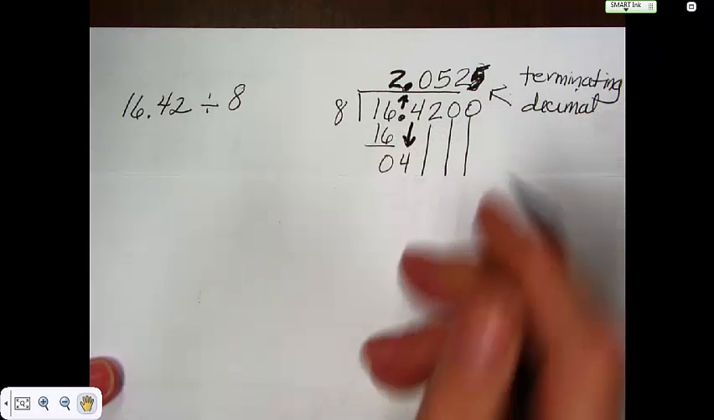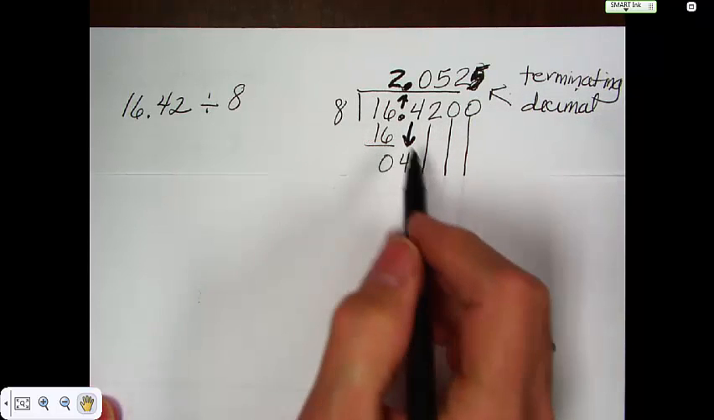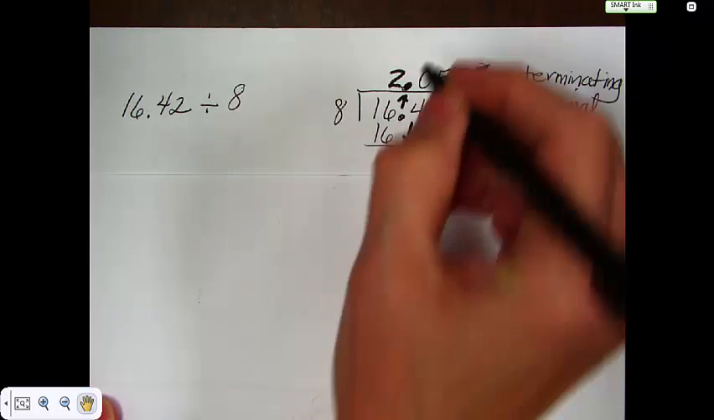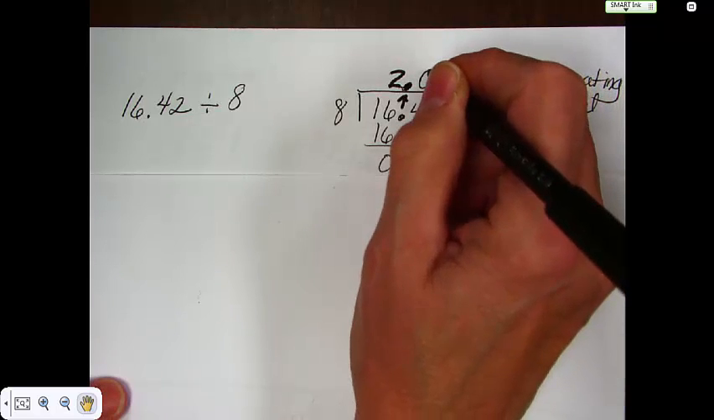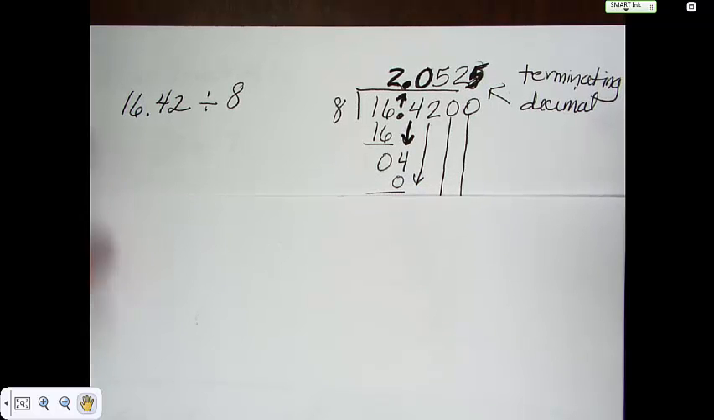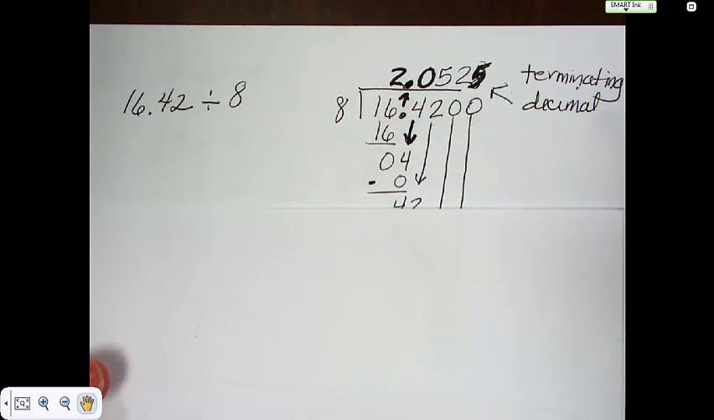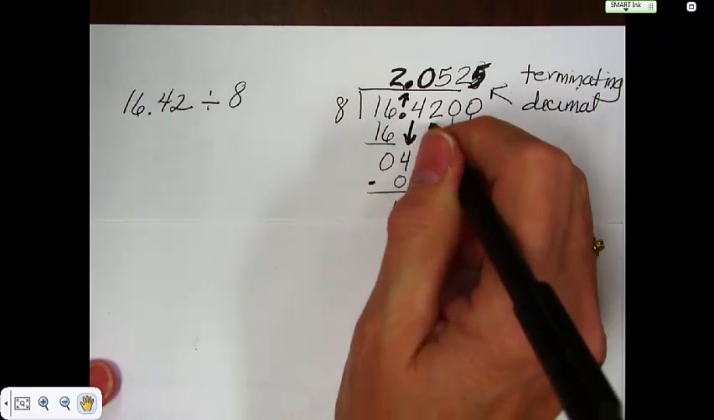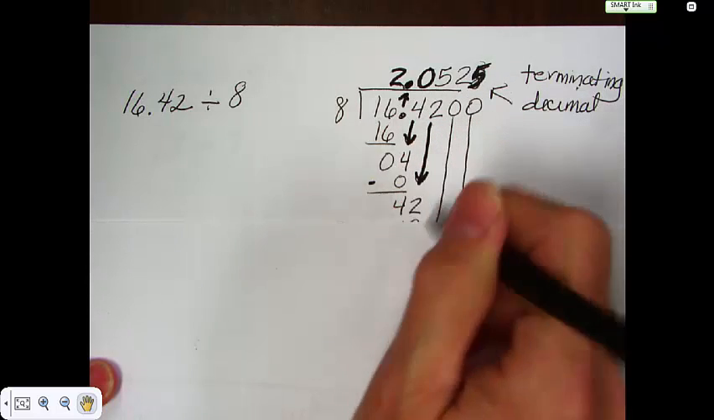You bring down this 4. Okay? And now you have 8 trying to go into 4, which is not going to happen. This is where people make a lot of mistakes. You got to put a 0 up here if it doesn't work, and then you go and put a 0 here. Subtract, you still have 4. Bring down the 2. Now you have 42.